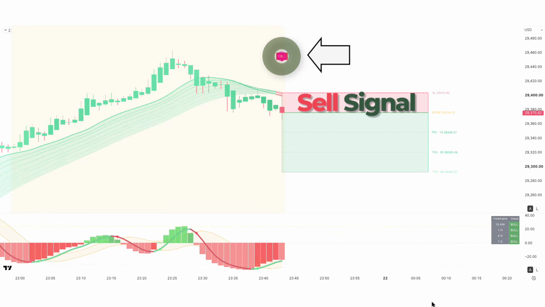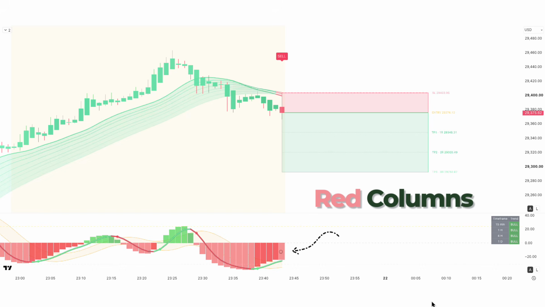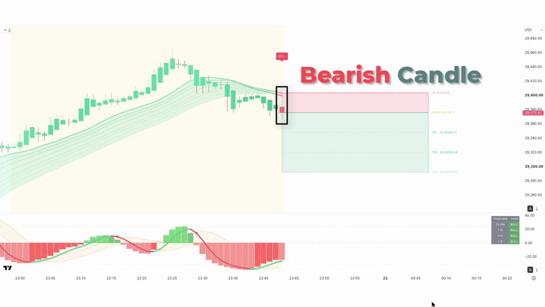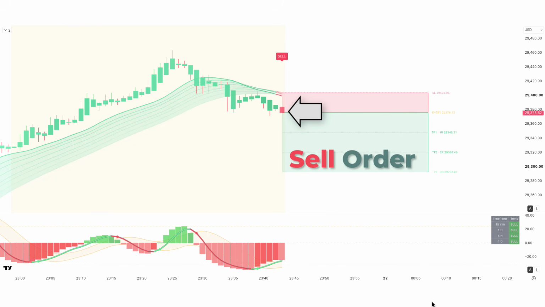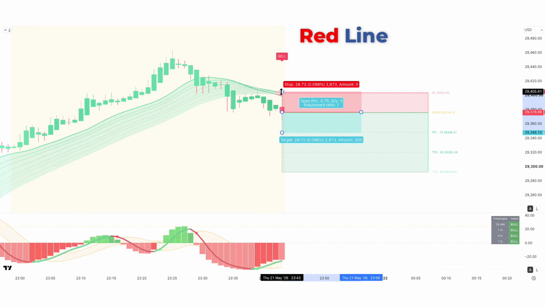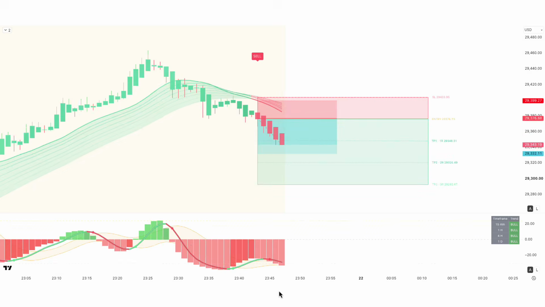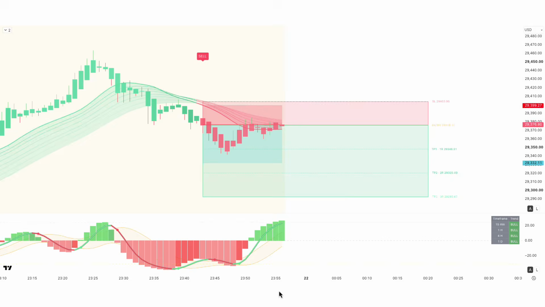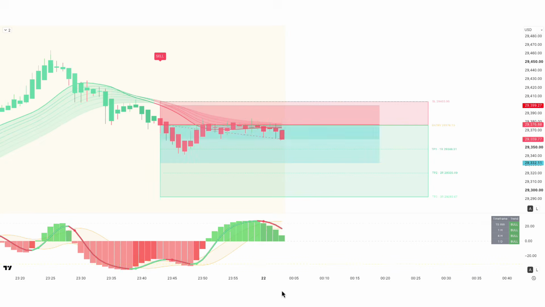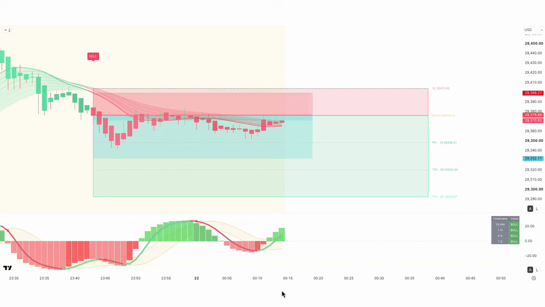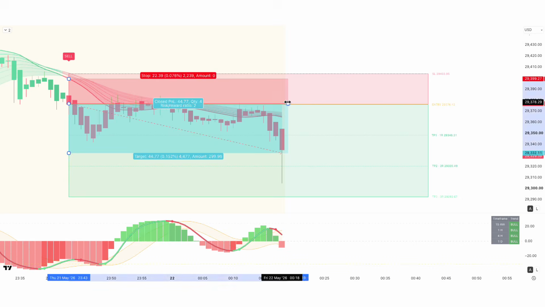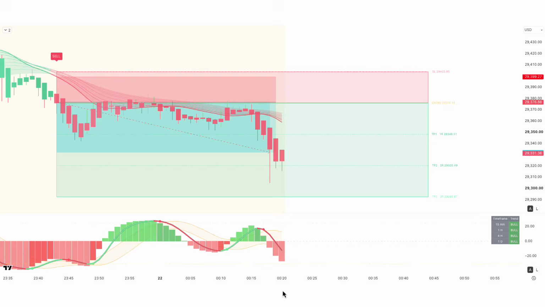Here, the Adaptive Momentum Ribbon arrow down is a sell signal. Here, the Xtrender indicator shows red columns. Here, the market has made a bearish candle to give confirmation. So all our conditions are being fulfilled, so we are placing an order to sell. Our stop loss is to be placed at the red line, and the risk to reward ratio will be 1:2. Let's see what happens to our trade. Our trade is running in profit. We have won the trade. Let's find the next trade.